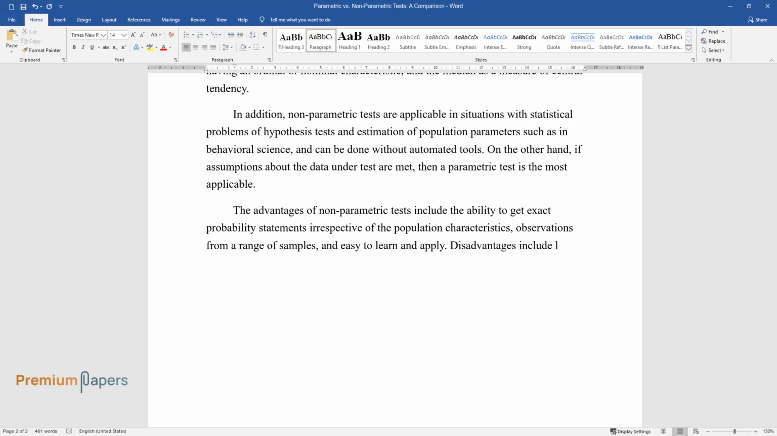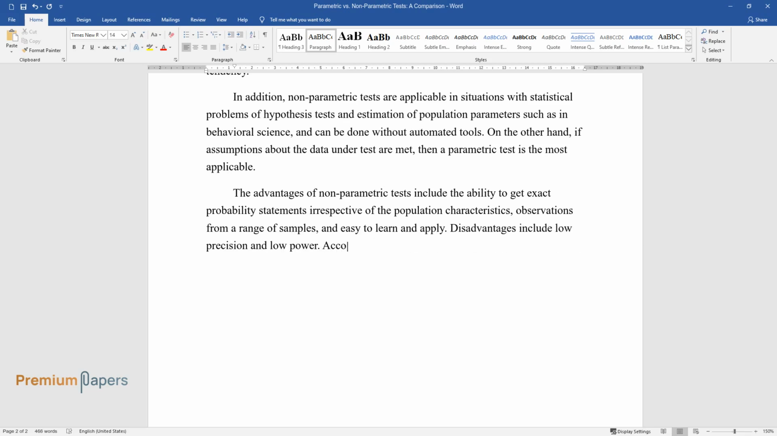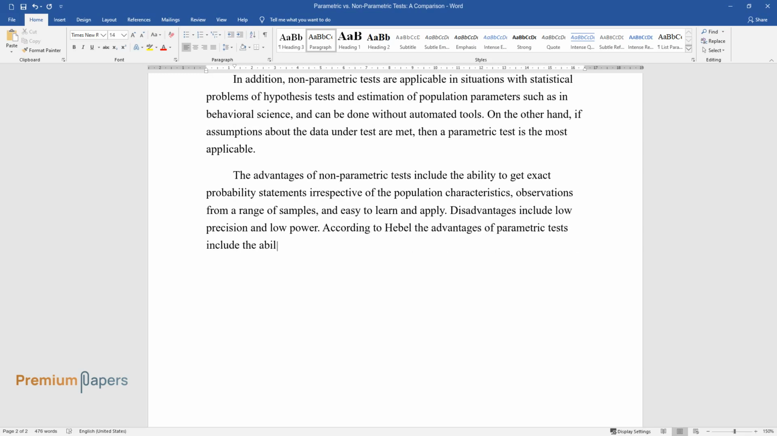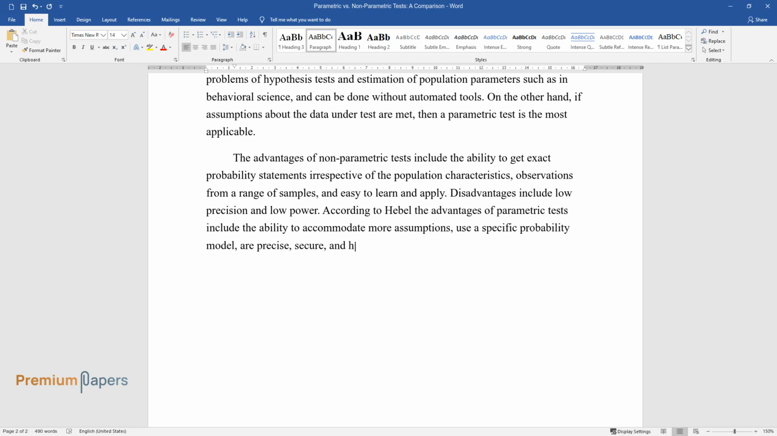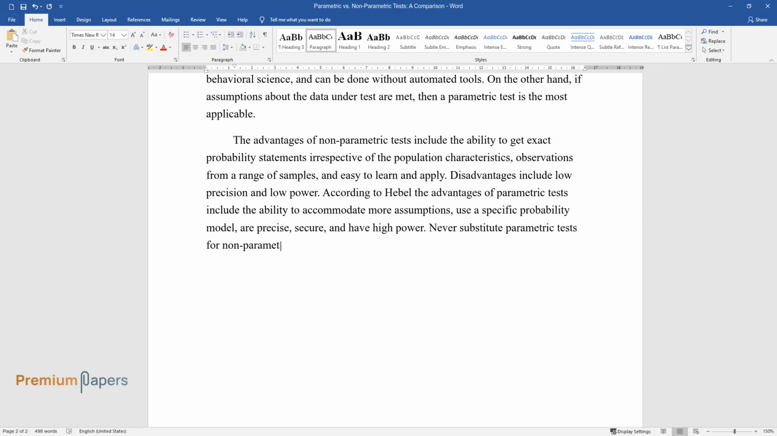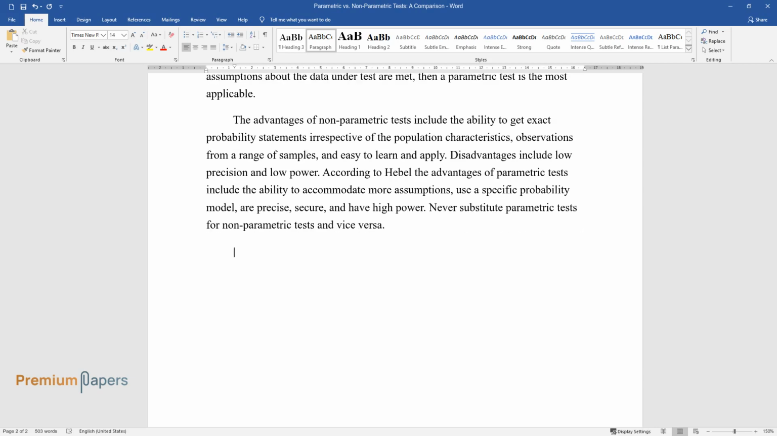Disadvantages include low precision and low power. According to Hebel, the advantages of parametric tests include the ability to accommodate more assumptions, use a specific probability model, are precise, secure, and have high power. Never substitute parametric tests for non-parametric tests and vice versa.